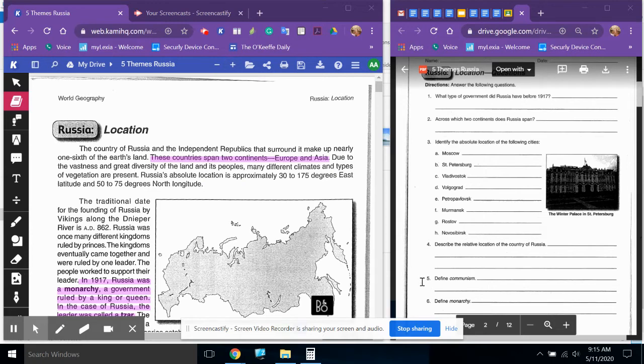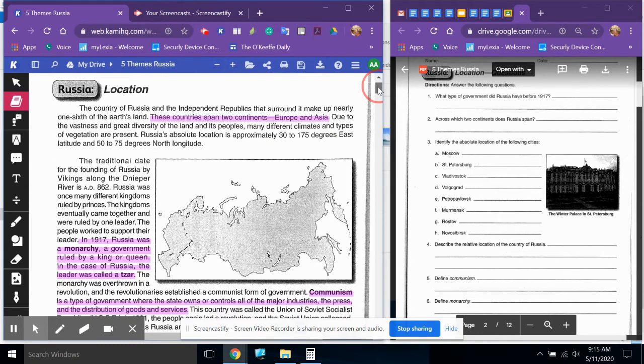Define communism. Communism is a form of government. Define monarchy. Monarchy is also a form of government. So now we'll begin our reading, and you'll note that I have already highlighted passages that I think are important to helping you answer these questions.